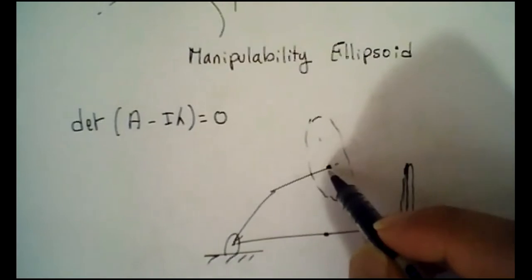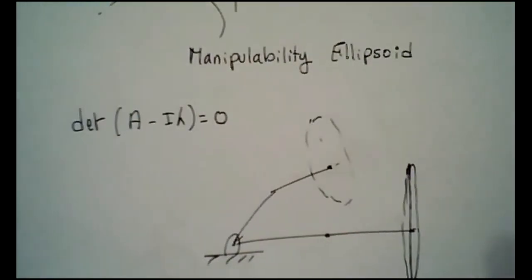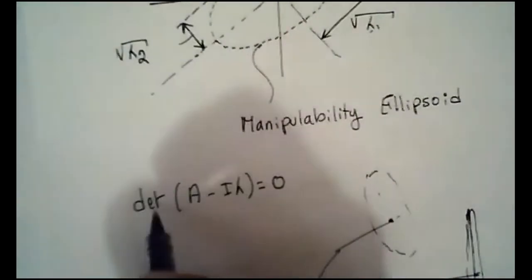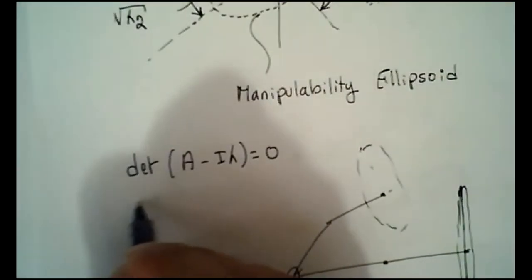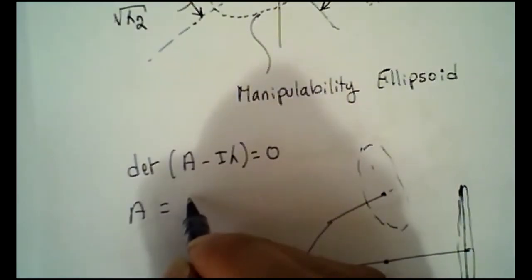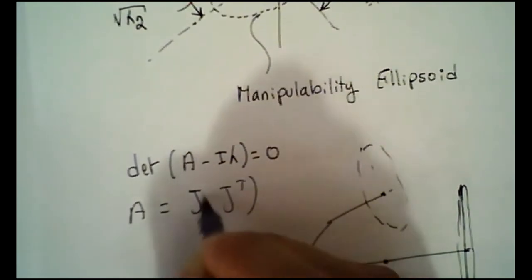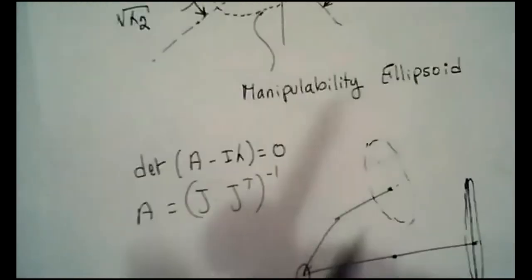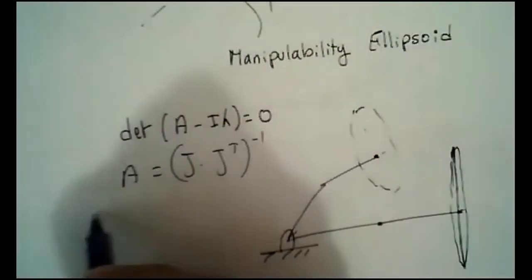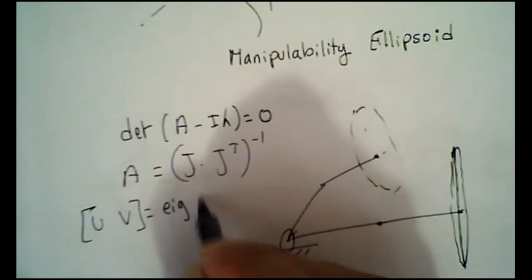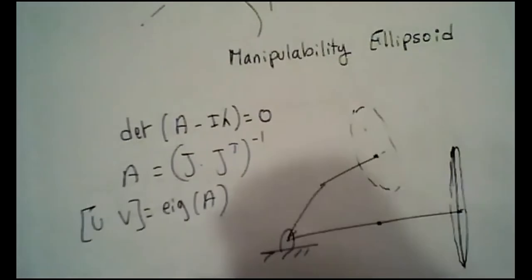So all we do is we know A, and what was A? A was equal to, you get the robot, then you find its Jacobian, then you find A, which is equal to J multiplied by J transpose, all to the power of -1. So once you get A, you go into Matlab and you can use this relationship: [V, U] equals eig of A.